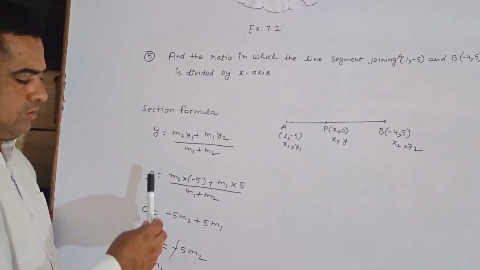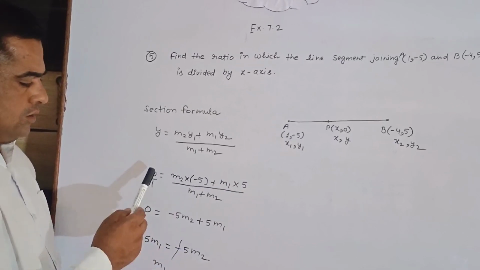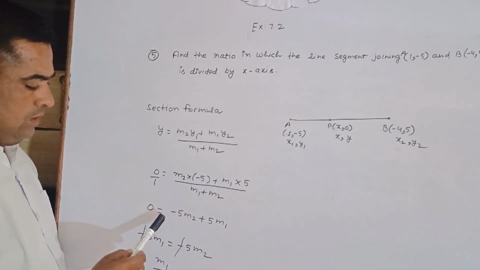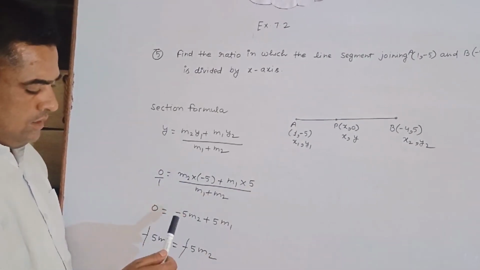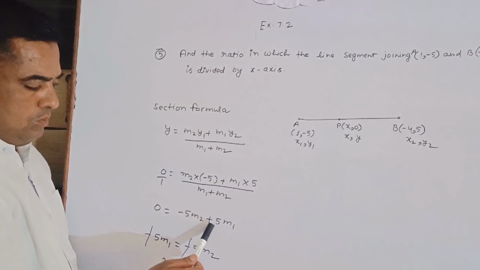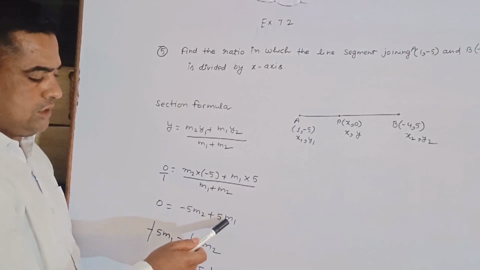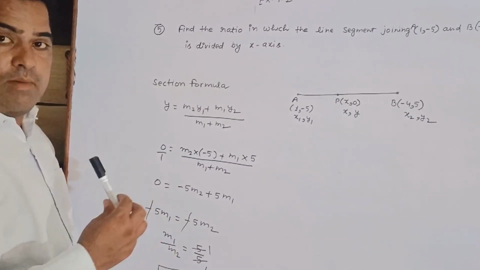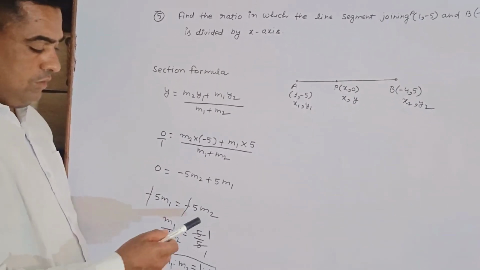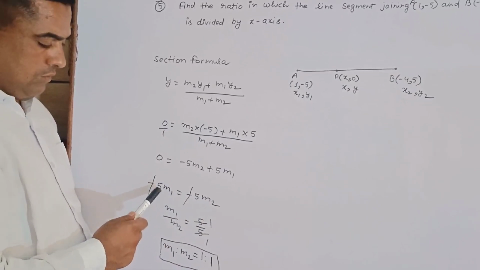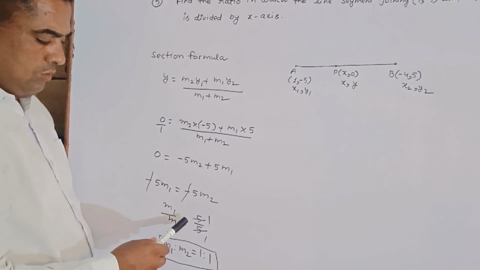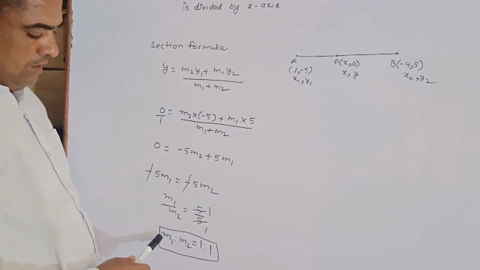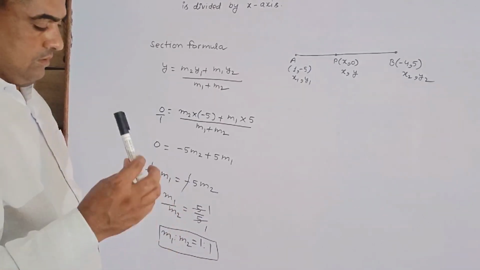Students, if two fractions are equal, we know very well, we will do cross multiply. Multiply this 0 and (1 plus m2). You get here 0 is equal to 1 into this term, minus 5 m2 plus 5 m1. Transposing this term 5 m1 to the left hand side, you get here minus 5 m1 is equal to minus 5 m2. Minus minus cancel out. We will take this m2 in the denominator of m1 and 5 in the denominator of 5. m1 upon m2 is equal to 5 upon 5. 5 1 5, 5 1 5. Then the ratio m1 to m2 will be 1 to 1.